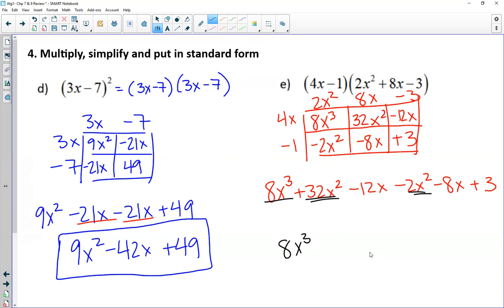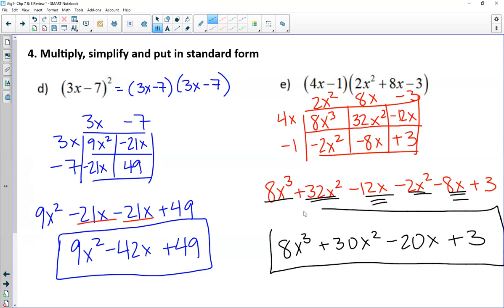We have 2 pieces here. 32x squared and negative 2x squared will give us 30x squared. Then go to the first degree. Negative 12x plus negative 8x will give us negative 20x. And then we have 3 remaining. This is our polynomial written in standard form.